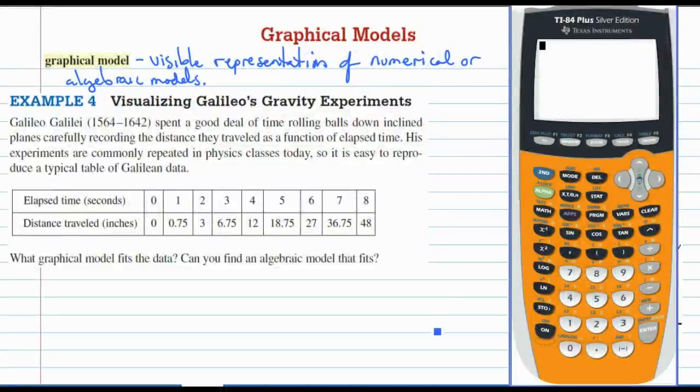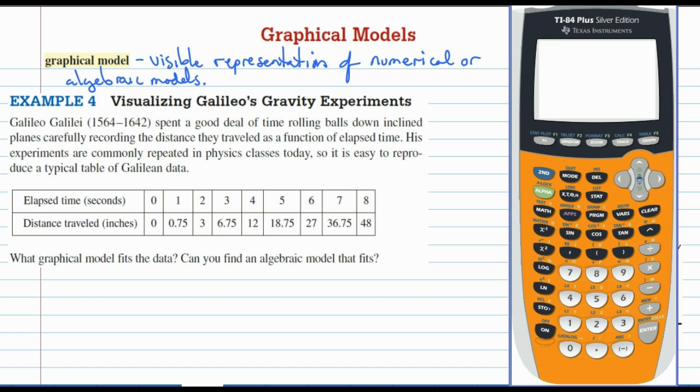This is the screencast for section 1.1, example 4. We're moving on to graphical models. A graphical model is the visual representation of the numeric or the algebraic models. It physically shows the relationship between the two variables or data points. We're going to look specifically at an example by Galileo here in example 4.